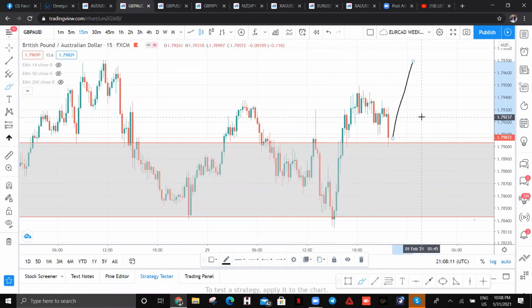But on the 15 minutes, the impulse move was in the zone, and the pullback is outside. The retest is not outside the zone. So this is the impulse move. It retested on top of the zone here. So someone using 15 minutes will say, okay, I think it's time for me to take this buy.